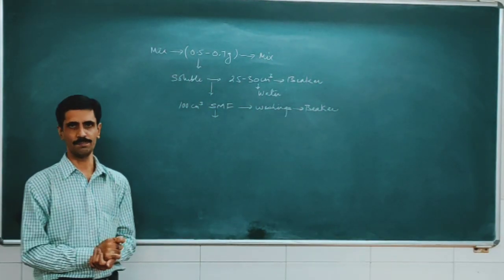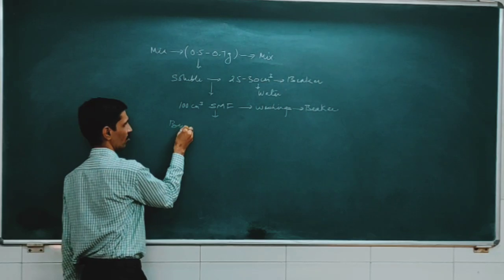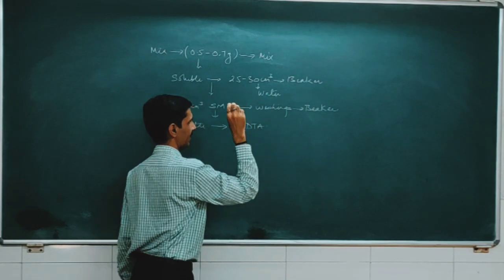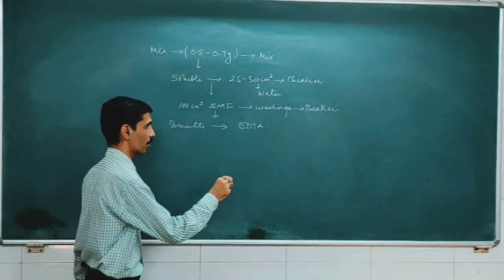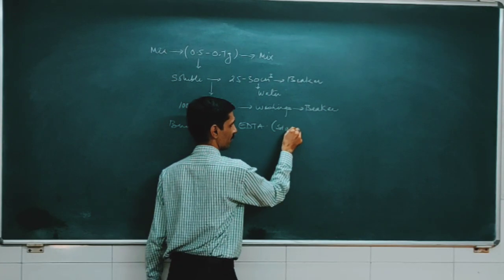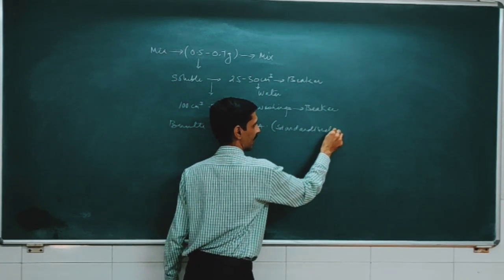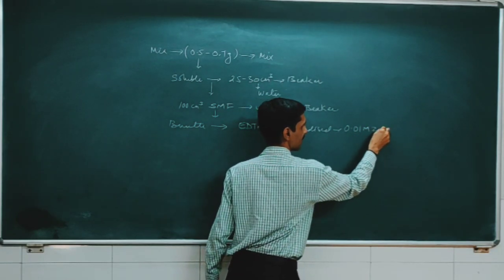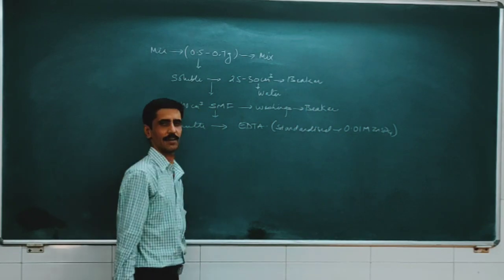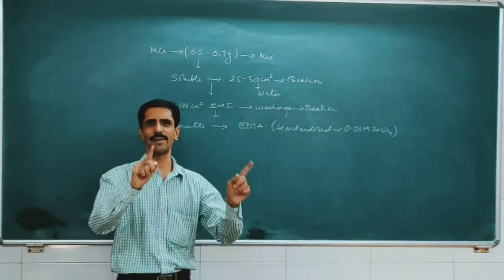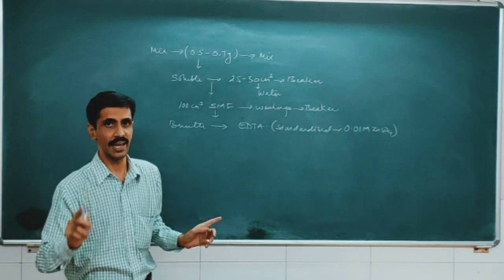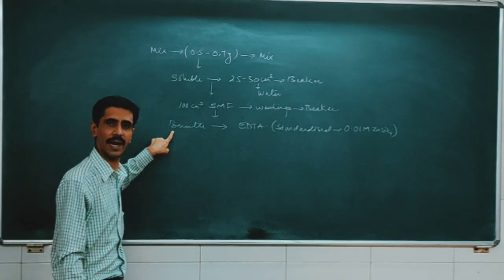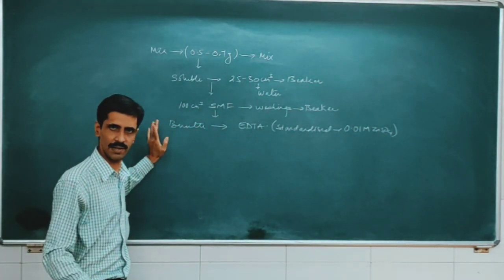Now we go into the burette solution. The burette solution is EDTA, ethylene diamine tetraacetic acid. This is going to be a standardized EDTA, please remember this. Standardization has to be done by using 0.01 molar zinc sulfate. You know the calculations very well: N1V1 is equal to N2V2. Accordingly you calculate and find out the exact normality of EDTA. And that will go in the burette. Clear up to this?